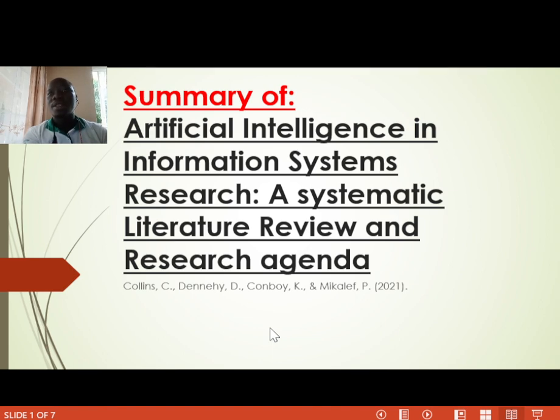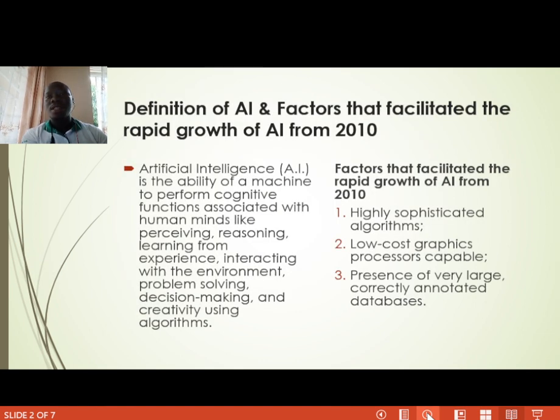Now, we're looking at artificial intelligence in information systems research, which is a systematic literature review and research agenda by Collins et al. 2021. They tried to get a definition of AI, but it's not there. But from the few papers, you will be able to see that artificial intelligence is the ability of a machine to perform a cognitive function associated with human minds, like reasoning, perceiving, learning from experience, interacting with the environment, problem solving, decision making, and creativity using algorithms.